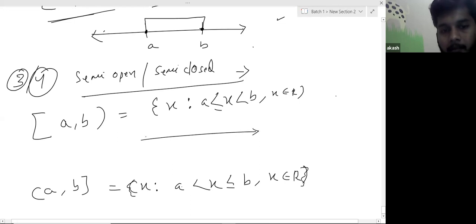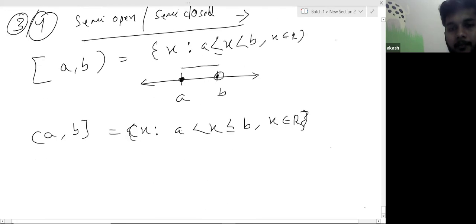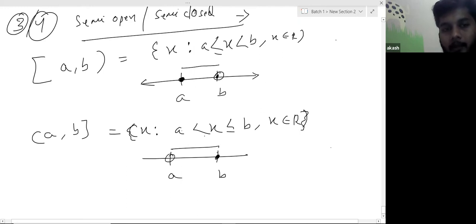Number line, a and b. Here b is not included, so open circle. A is included, so dark circle. All right. In here, b is included, so dark circle on b, open circle on a, and all the numbers in between. Right. So what open, semi-open, semi-closed means? We'll include a in here. Wherever the closed bracket is used, we'll include that number. Here we'll include number b. Clear?